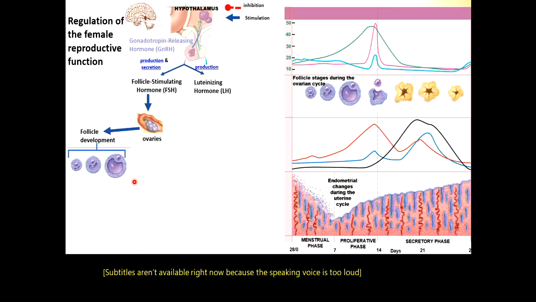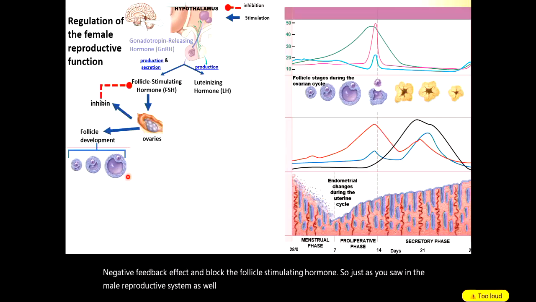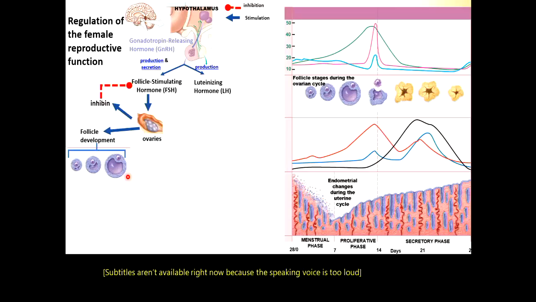And as the follicles develop, we see that the ovaries will also produce the inhibin hormone, which will have a negative feedback effect and block the follicle stimulating hormone. So just as you saw in the male reproductive system as well. Now inside the follicle there are these cells known as granulosa cells. Right? These granulosa cells will produce estrogen.